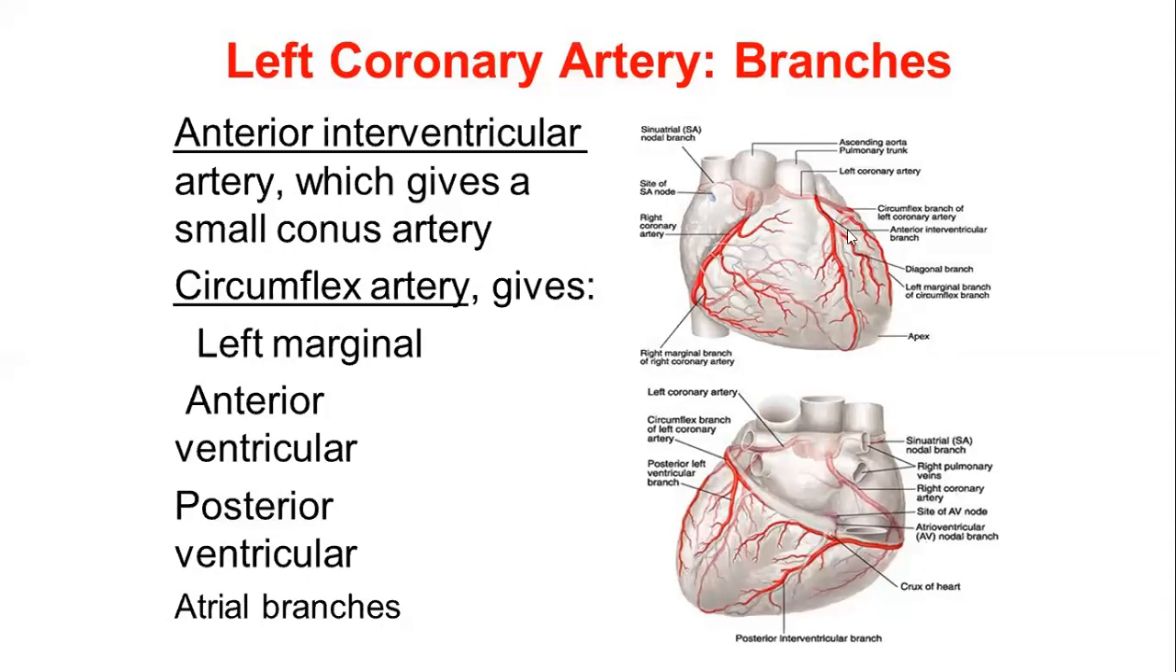Now, what about the smaller terminal branch of the left coronary artery, which is the circumflex branch? The circumflex branch is going to follow the coronary sulcus. After arising from the left coronary artery, it will run in the left coronary sulcus, and it will turn around the left border of the heart in order to reach the posterior aspect of the heart. This is the posterior view of the heart. And here you can see the coronary sulcus, and within it lies the circumflex artery.